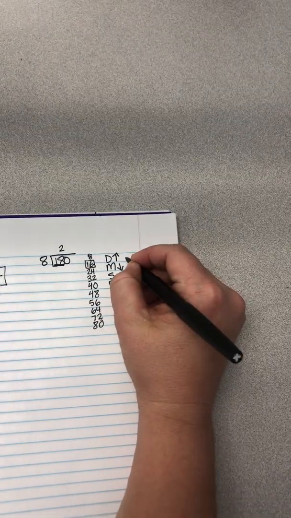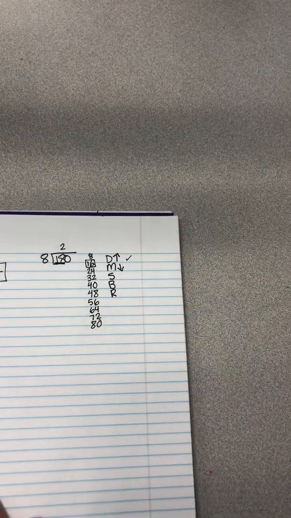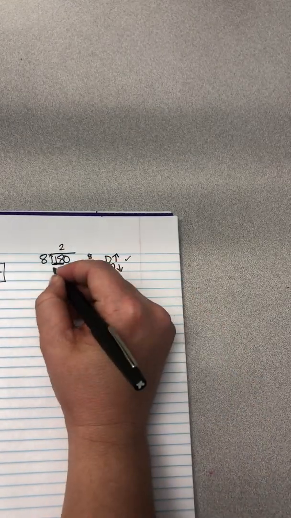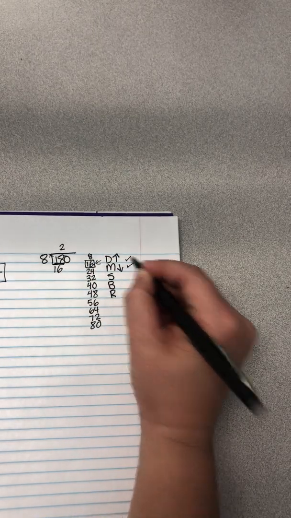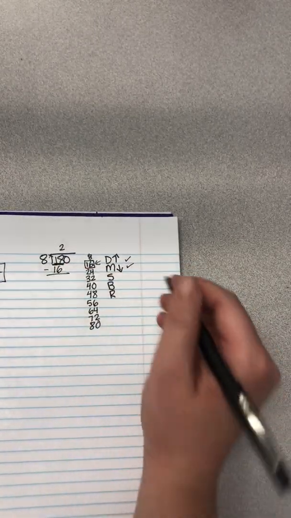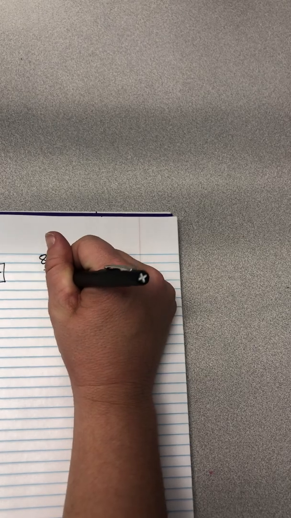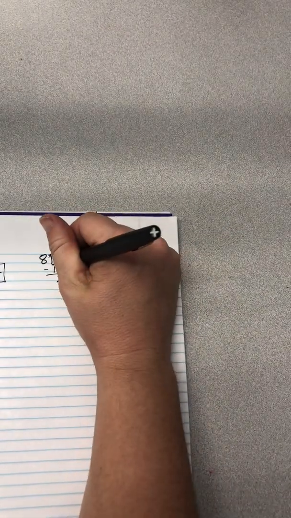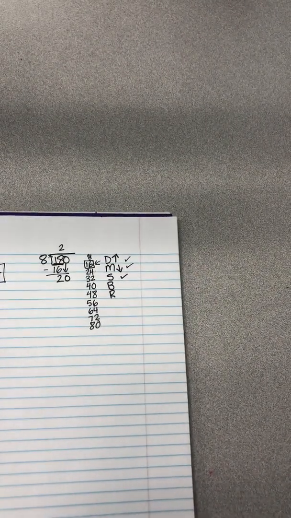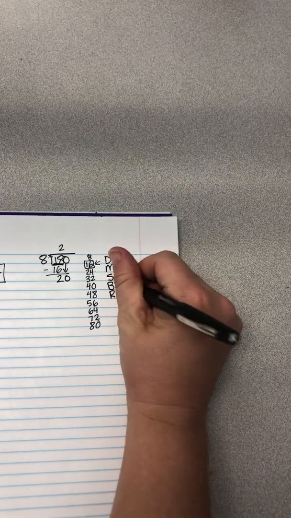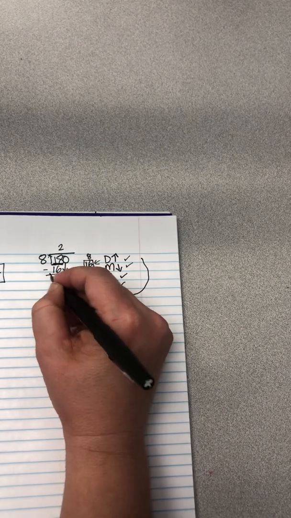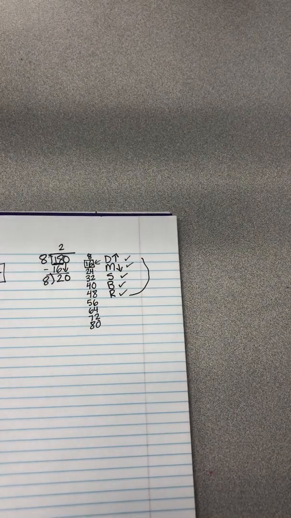All right, so now I've divided. Now I need to multiply. 8 times 2 is what? 16. Then I need to do what? Subtract. 18 minus 16 is what? 2. I've subtracted. Now I need to do what? Bring down the 0. Am I going to repeat or remainder? I'm going to repeat. So I'm going to go back up to the top here. So now I'm going to say 20 divided by 8.